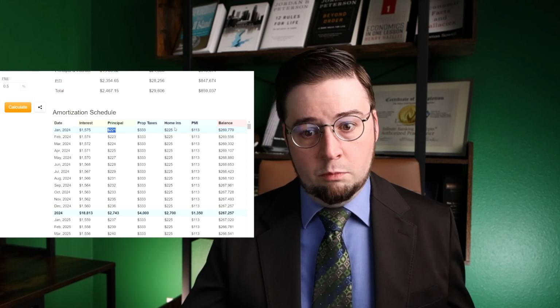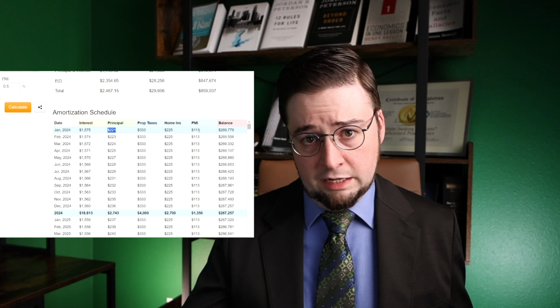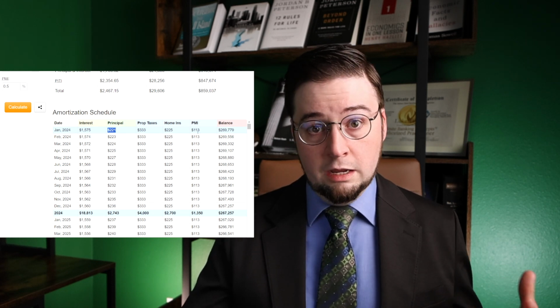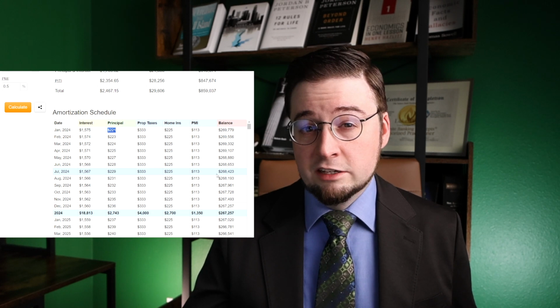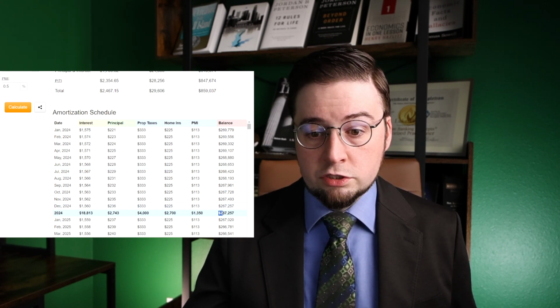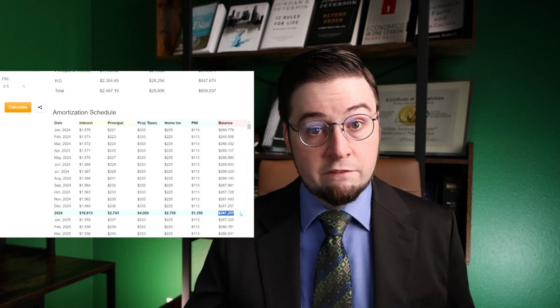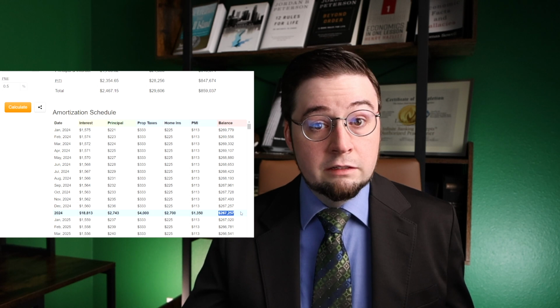Property taxes, homeowners insurance, PMI, all of those things are factored in here as well to make the total mortgage payment. But you'll note that after an entire year of paying $2,500 per month, you've only reduced your original $270,000 by not even $3,000.